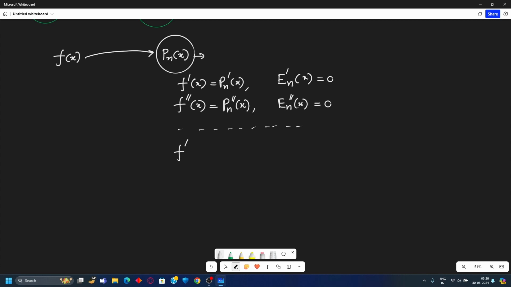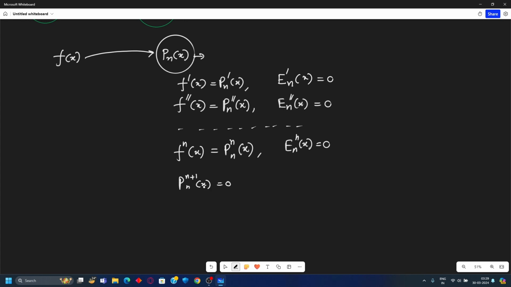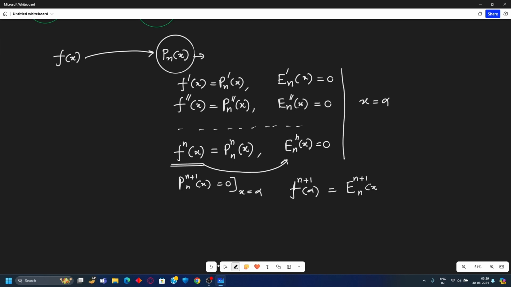Now look closely. The nth derivative, f n of x, is equal to Pn of x, and En of x must be 0. Correct? Okay. So what about now? You know that Pn plus 1 of x is equal to 0. What is our x? x is a point, x is alpha here. So at x equal to alpha, that is 0. Now f n plus 1 of alpha must be equal to E n plus 1 of alpha, right? So you will get an error at the n plus 1th derivative.